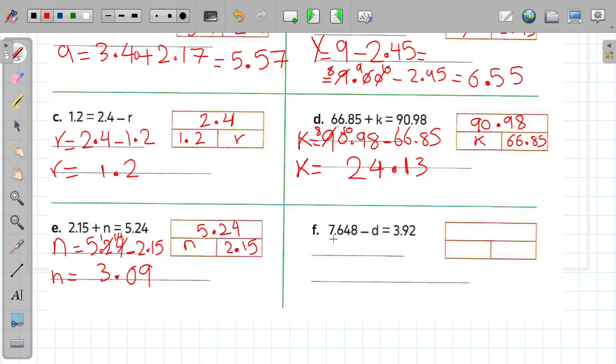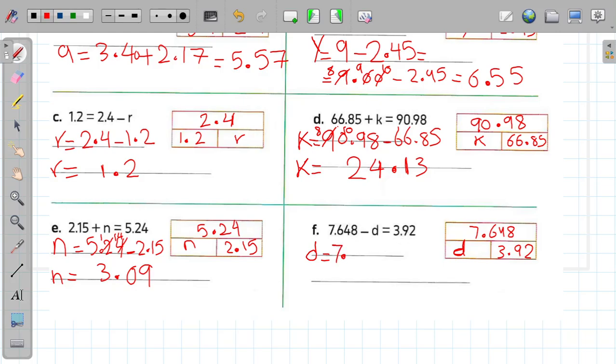Next, I have 7.648 minus d equals 3.92. Okay, so I wanted to find the value of d, but is d a part or a total? D here is a part because I subtract it from another number. Okay, so it will be a number, so it will be written down. So d will be written here. And the other two numbers, the big number is the total number, so 7.648 is the total number, and 3.92 is the part number. Okay, so d equals the big number minus the small number.